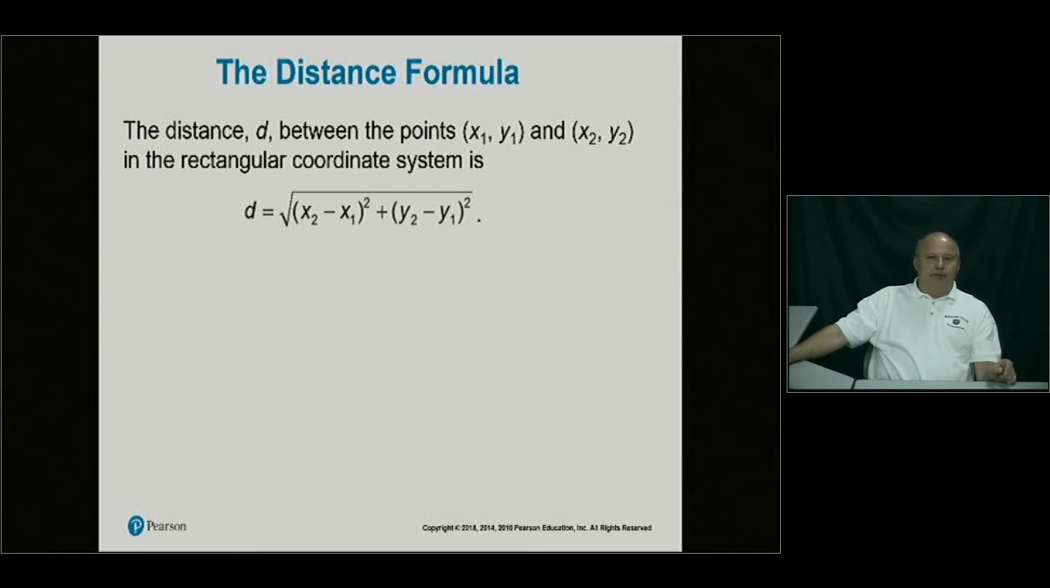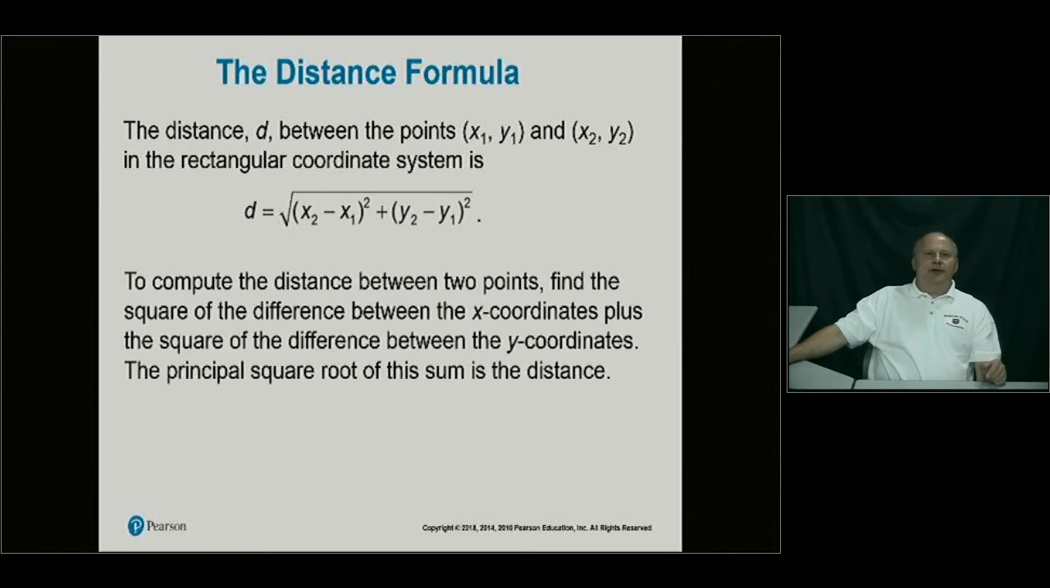So what I'm telling you is the distance formula is, yes, a new formula, but it's basically just a subset of the Pythagorean theorem. It's developed from the Pythagorean theorem. That's where it comes from. It's kind of a reissue, if you will, of the Pythagorean theorem. If we look at this, to compute the distance between the 2 points, we find the square of the difference between the x coordinates plus the square of the difference of the y coordinates. The principal square root of this sum is called the distance. So they're trying to put the formula into words.